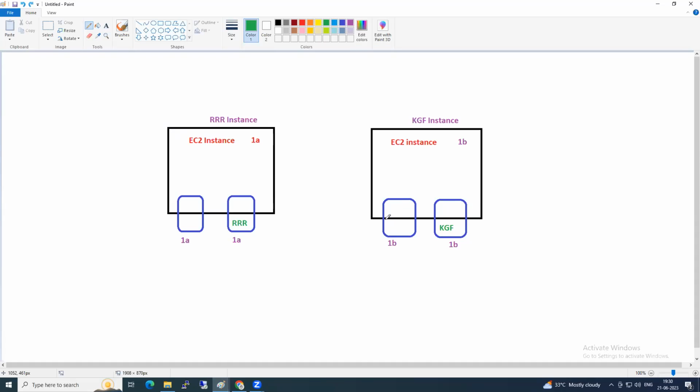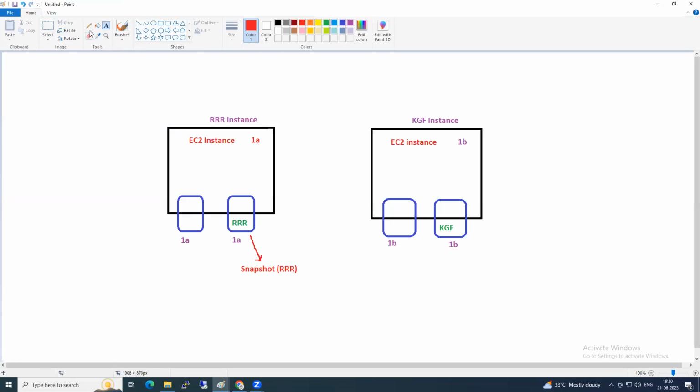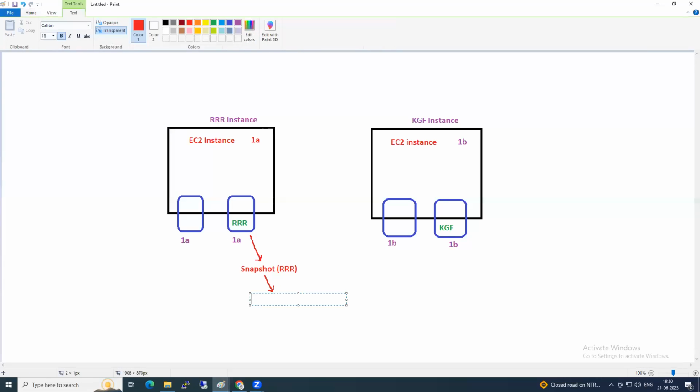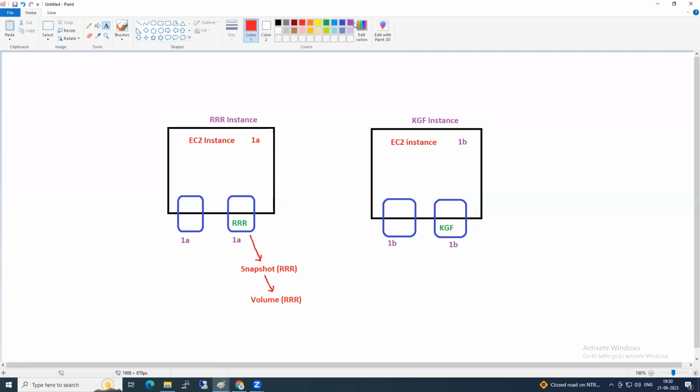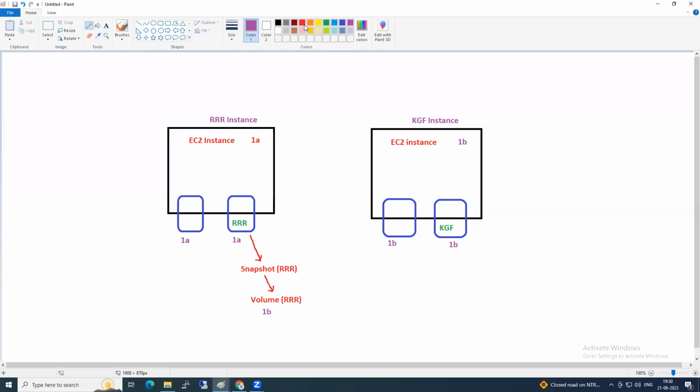Now I want to do it. How to do it? Snapshot. We can take a snapshot out of it. Very good. So from this, I take a snapshot. What does the snapshot contain? The RRR movie. From this snapshot, what do I create? A volume. So this volume contains the RRR movie. Now tell me, in which availability zone should I create this volume? 1B. Very good.